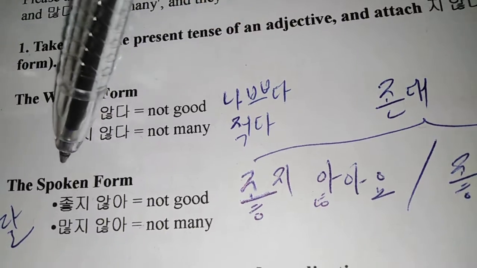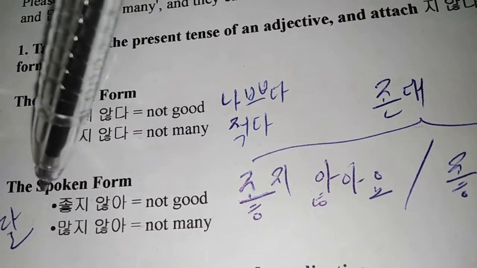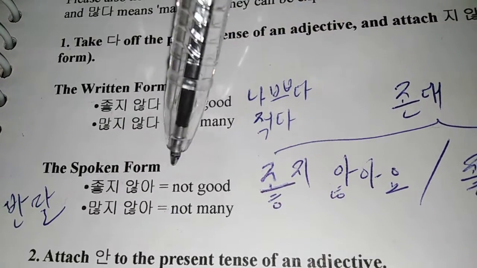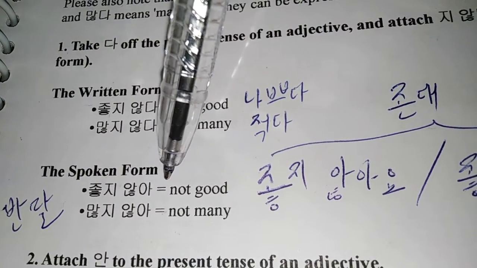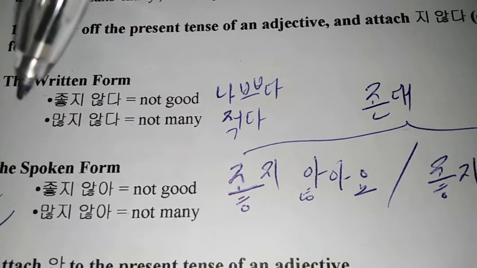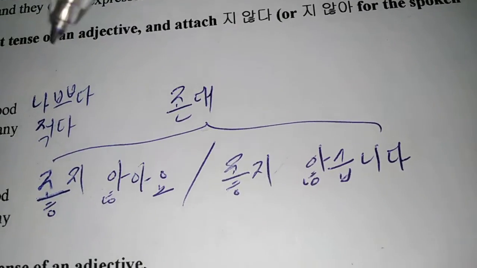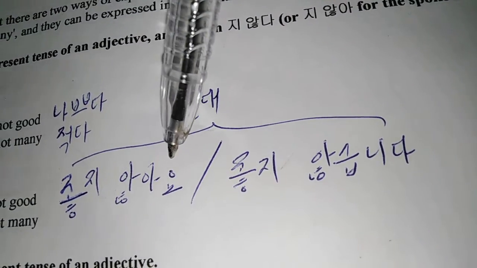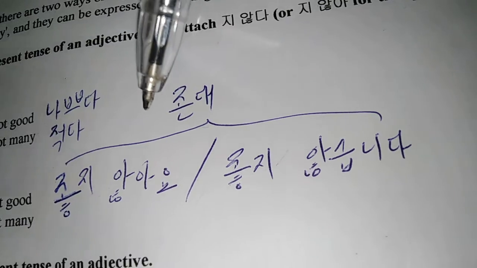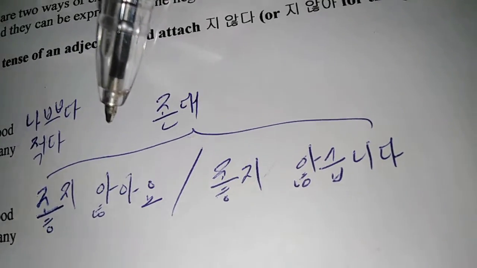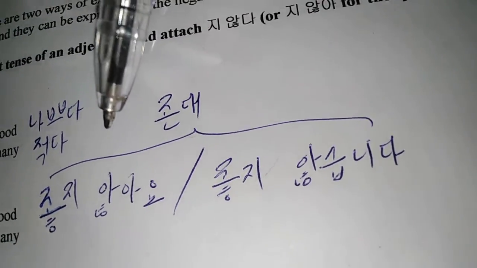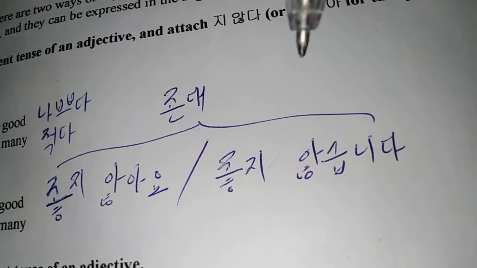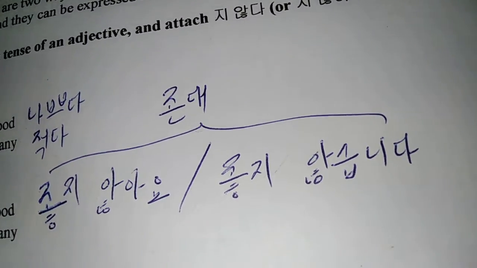And if it is in spoken form, it would be 좋지 않아, 많지 않아. So if you see here, I've indicated that it's 반말. If you're looking into the 존댓말 form of it, it would be 좋지 않아요. So you're adding a yo at the end. 좋지 않아요, 많지 않아요. That is a normal polite form. If you're looking for a bit more formal form, then you have 좋지 않습니다. The same way, 많지 않습니다.